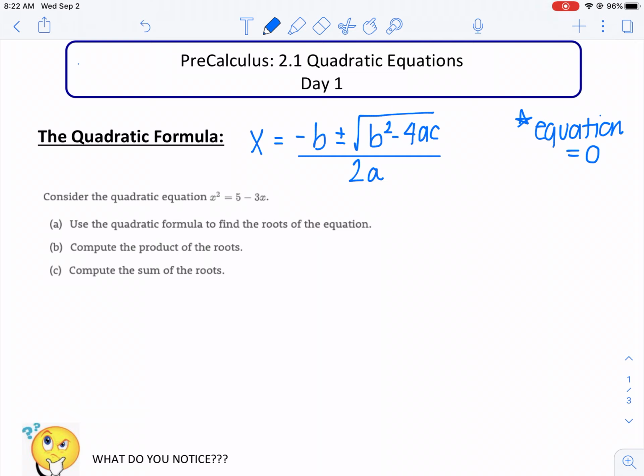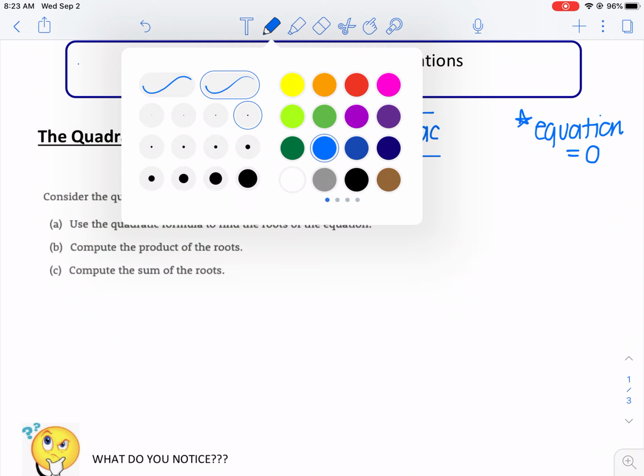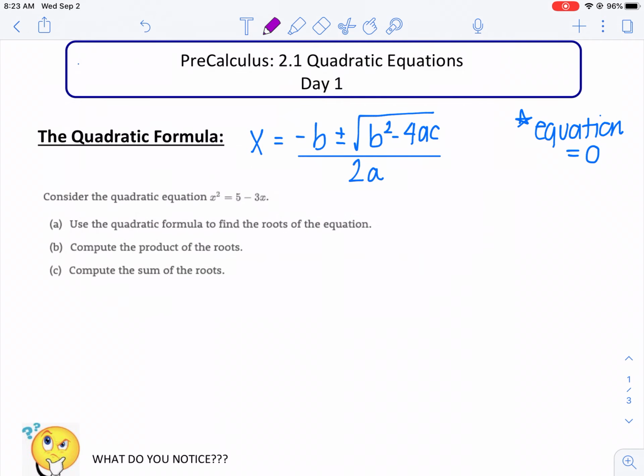Well, first thing I notice is that the equation does not equal 0, so I have to make it equal 0. I'm going to do my work over here. So normally it was x squared equals 5 minus 3x. I'm going to decide to move everything to the left side, only because I like to have a positive a value. So this is the problem I'm working with. I now want to do parts A, B, and C.